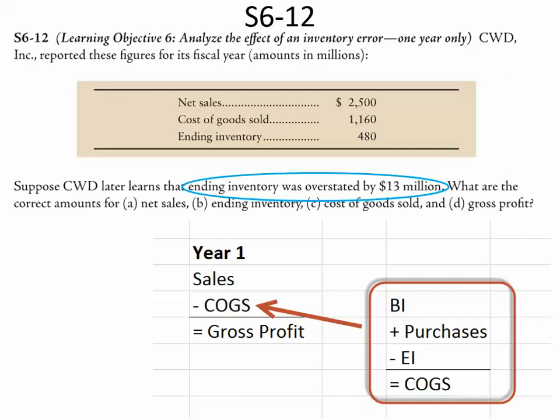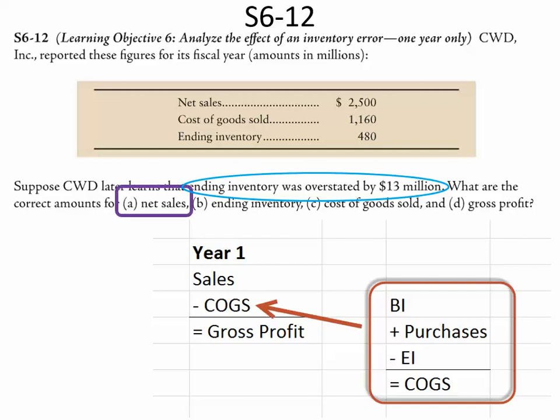So year one, whenever we calculate gross profit, we have sales minus cost of goods sold equals gross profit. Okay, so we know that. But this is also asking us for the impact on ending inventory. So in the box in the lower right-hand corner, outlined in red, I have beginning inventory plus purchases minus ending inventory gives us cost of goods sold. So I'm trying to give you the formulas right there for answering these questions. And again, the key fact is ending inventory was overstated by 13 million. So now we're going to tackle the questions.